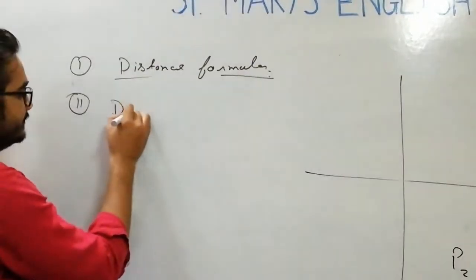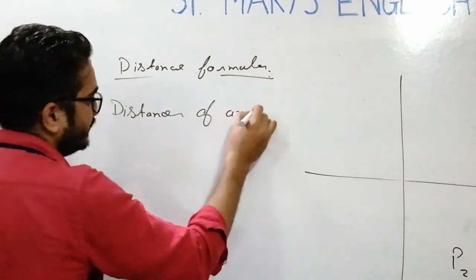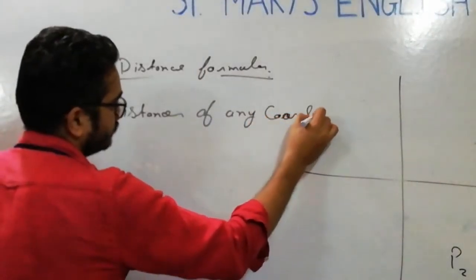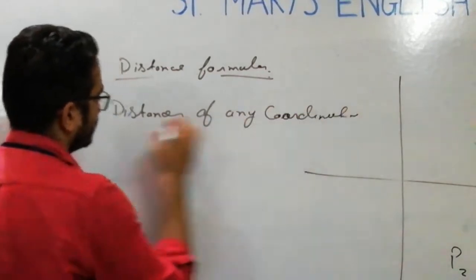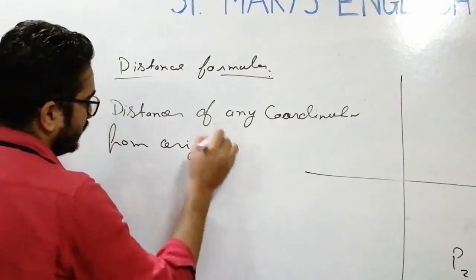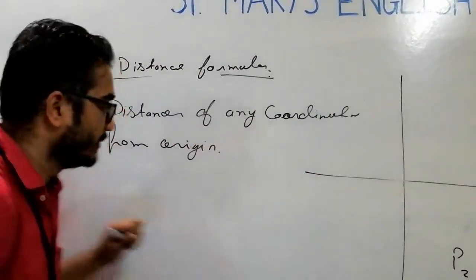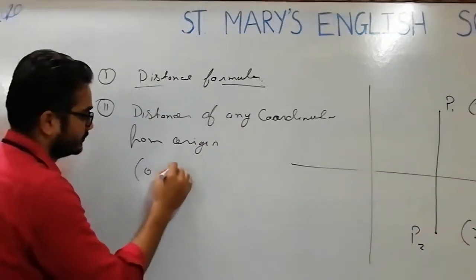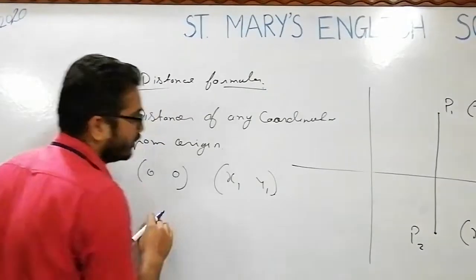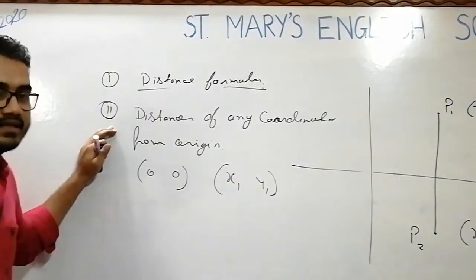So the distance of any point or any coordinate from the origin. Distance of any coordinate from origin means one point is 0, 0 and another is x1, y1. Then what will be the distance? That is the second thing which we are going to learn in this chapter.